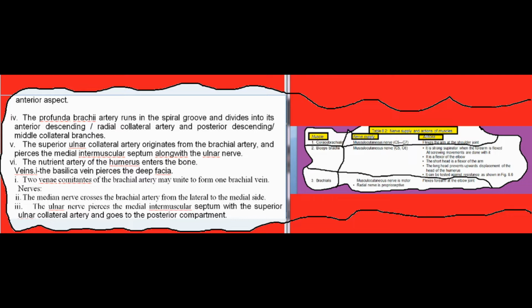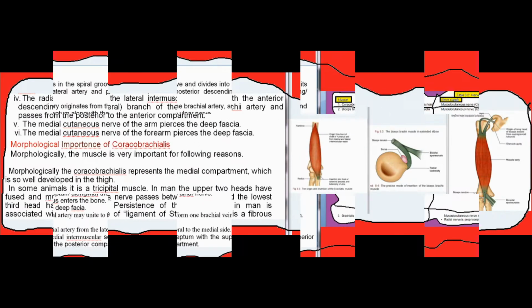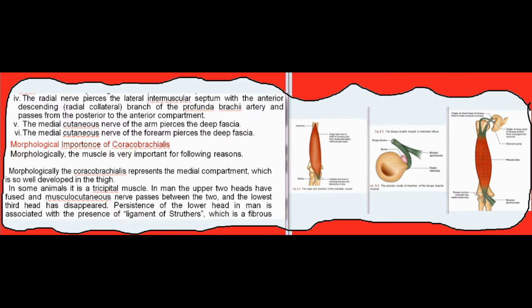Veins. 1. The basilic vein pierces the deep fascia. 2. Venae comitantes of the brachial artery may unite to form one brachial vein. Nerves. The median nerve crosses the brachial artery from the lateral to the medial side. The ulnar nerve pierces the medial intermuscular septum with the superior ulnar collateral artery and goes to the posterior compartment. The radial nerve pierces the lateral intermuscular septum with the anterior descending, radial collateral, branch of the profunda brachii artery and passes from the posterior to the anterior compartment.